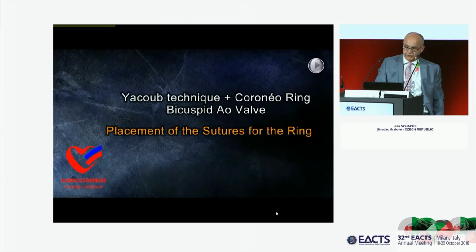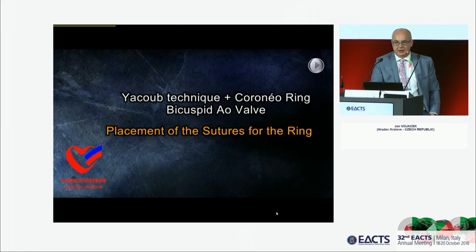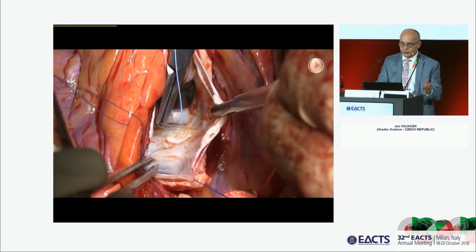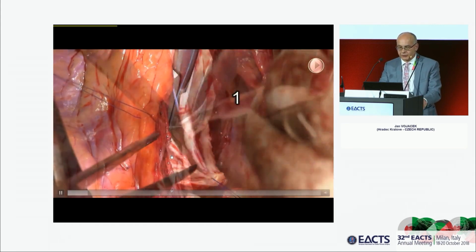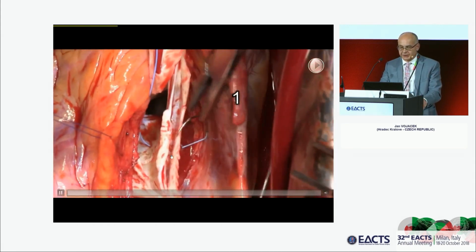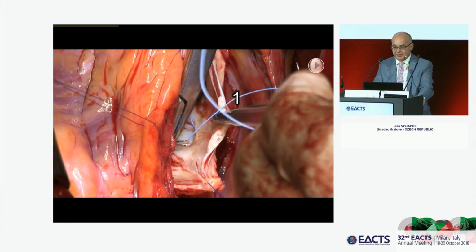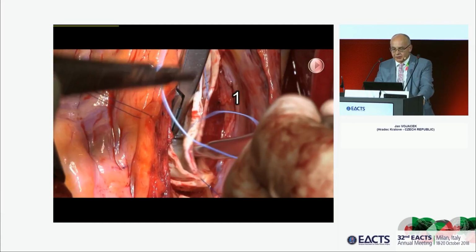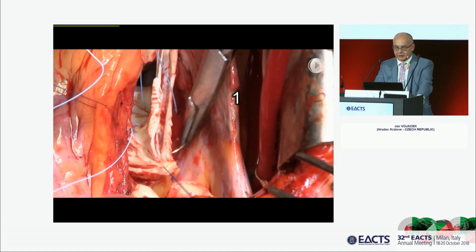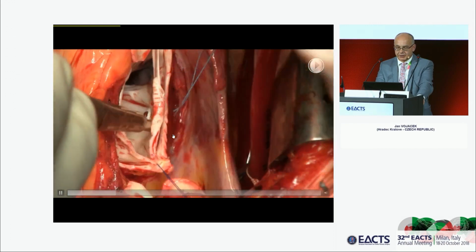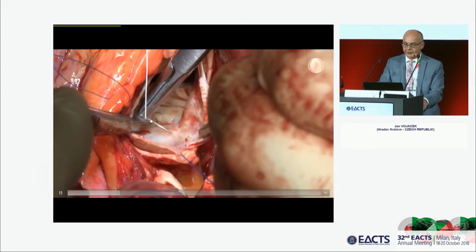Then we have to put the sutures for the ring, which are basically the same technique as you have seen already, like for the David procedure. So for this ring, we use 6 stitches, which are placed as U stitches from the inside out in a clockwise fashion and in a single horizontal way. So these stitches are then used for the ring fixation.